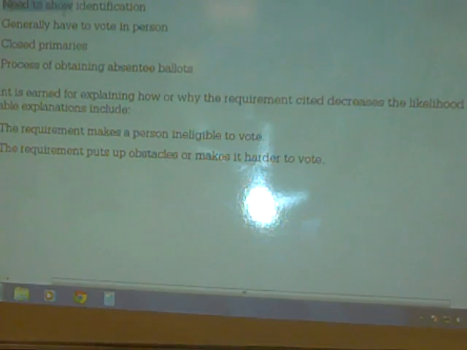All right? You got to show ID. Some people don't have it because they just don't have any reason to drive, so they might not have a driver's license. You generally have to vote in person. Some primaries are closed to party members only, and no one would put that.